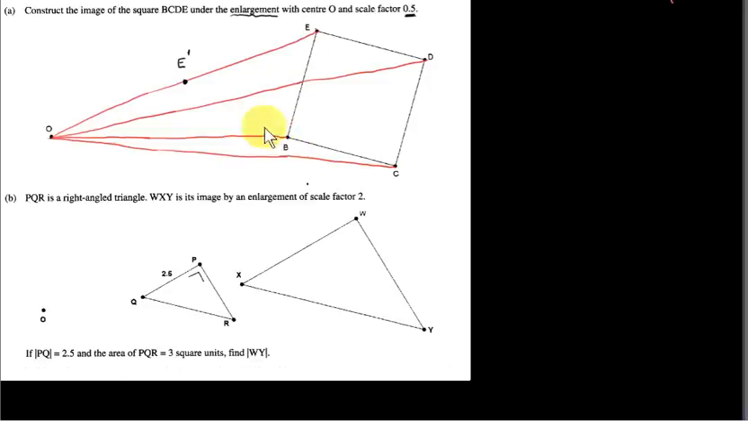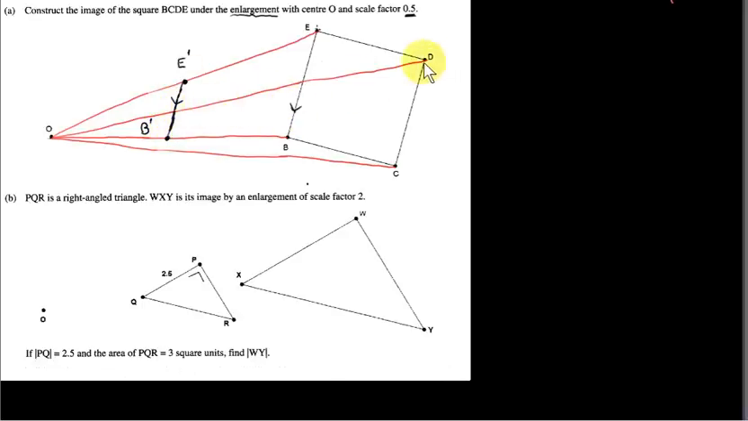Now, how do we get the image of B? Well, we could bisect the line joining O to B, and we would get the point B prime. We can call it B prime, the image of B. Then join E prime to B prime. And E prime B prime is the image of the side EB. You will see that E prime B prime is half the length of EB. We could also get this line by drawing a line through E prime parallel to the line EB, because these two lines will actually be parallel.